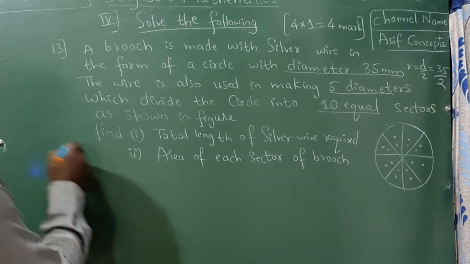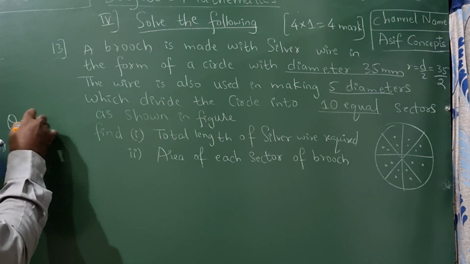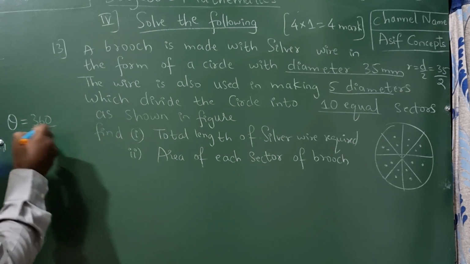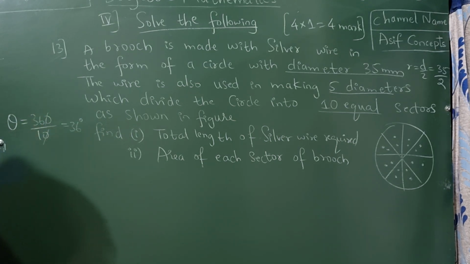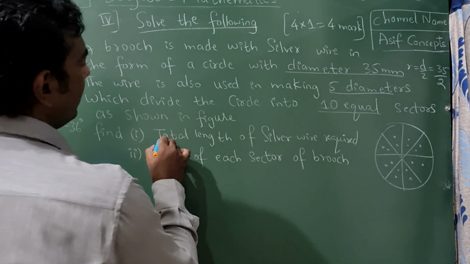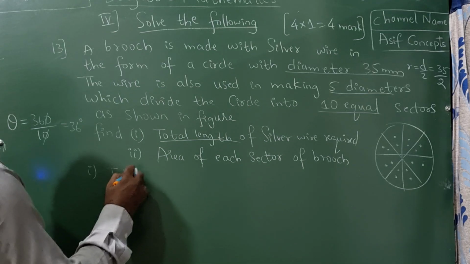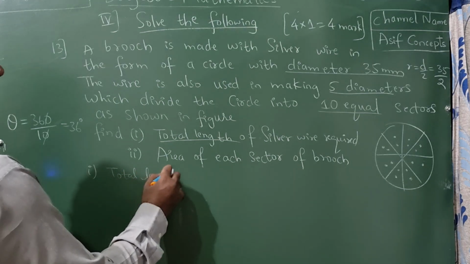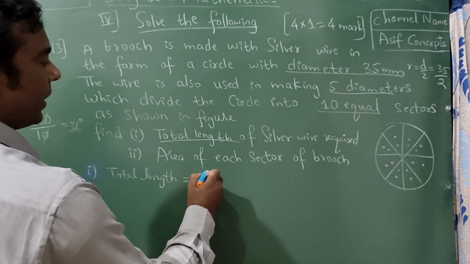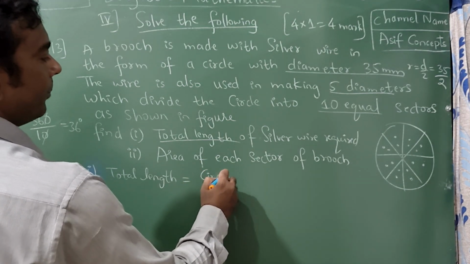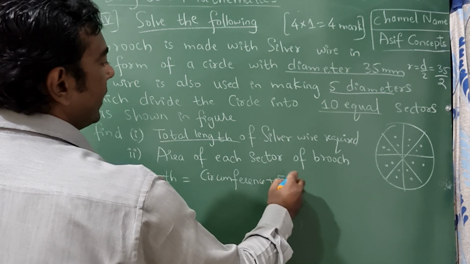So here they have given theta, how much? 360, since it is a circle, and 10 equal parts, so divided by 10. So theta value will be how much? 36 degrees. Now what they are asking, find the total length. So first one is total length of the silver required. Okay, for this the formula I am going to use is circumference plus 5 times the diameter.